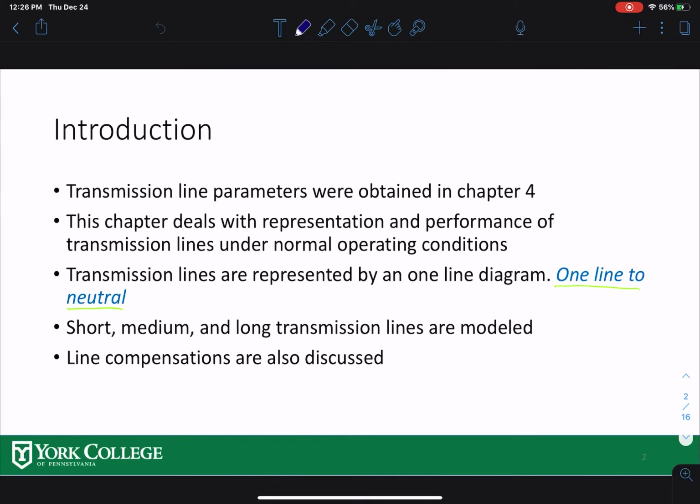So in the last chapter, we talked about transmission line parameters, basically how to find resistance, inductance, and capacitance of the line. As you know, resistance and inductance are in series with the line, and capacitance could be line to line or line to neutral. For transmission line modeling, we use the line to neutral capacitance model. So we're going to model one line to neutral. That means we take one line which has resistance and inductance, and we take a capacitance from that line to the neutral.